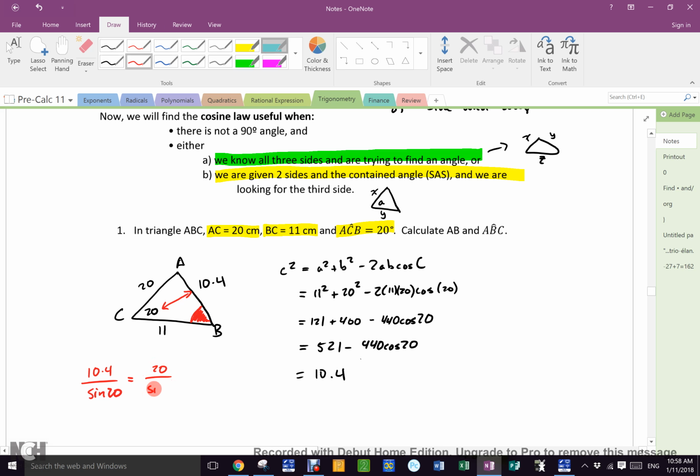20 over sine B. And then I multiply. Now, guys, I want to ask you something. Let's pretend you're in pre-calc 11. Is this right? Shh. Is this right? Yeah, it's absolutely right for pre-calc 11.